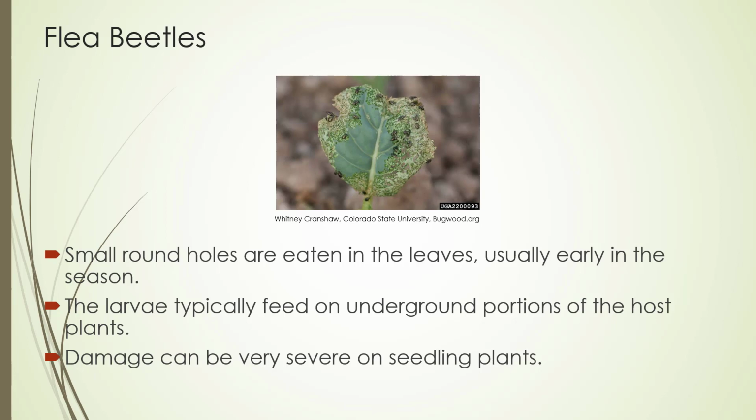You get small round holes eaten in the leaves, usually early in the season. This is a broccoli leaf we have here. Typically the larvae feed on the underground portions of the host plants, and the adults are on the foliage. That's the thing about a lot of beetles. They tend to have two stages of feeding, usually in the roots for the larvae and the foliage for the adults. And you can see the damage on seedling plants pretty severely.